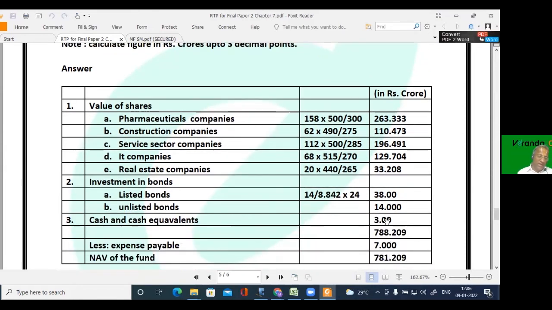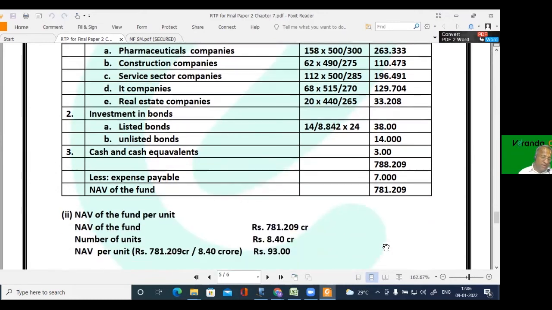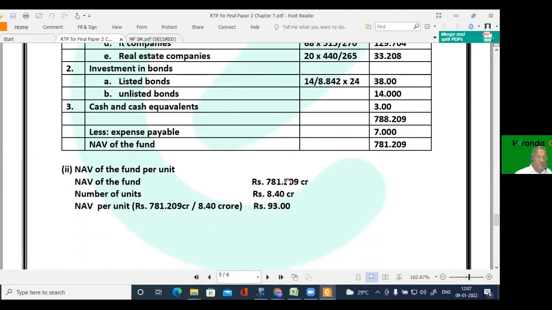As far as cash is concerned, 3. And expenses payable, they have taken up. They have not deducted annual expenses there. So the information at the very initial stage, that is on a closing date, is 481.02. So NAV of the fund divided by number of units should give you that number of 93.